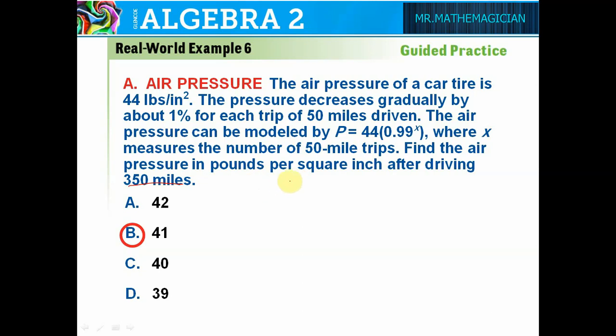First, we need to know 350 miles equals how many 50-mile trips. It will be 7 trips, because one trip is 50 miles. So you are going to substitute the x with 7, so P equals 44 multiplied by 0.99 to the power of 7, and this will give you nearly 41.